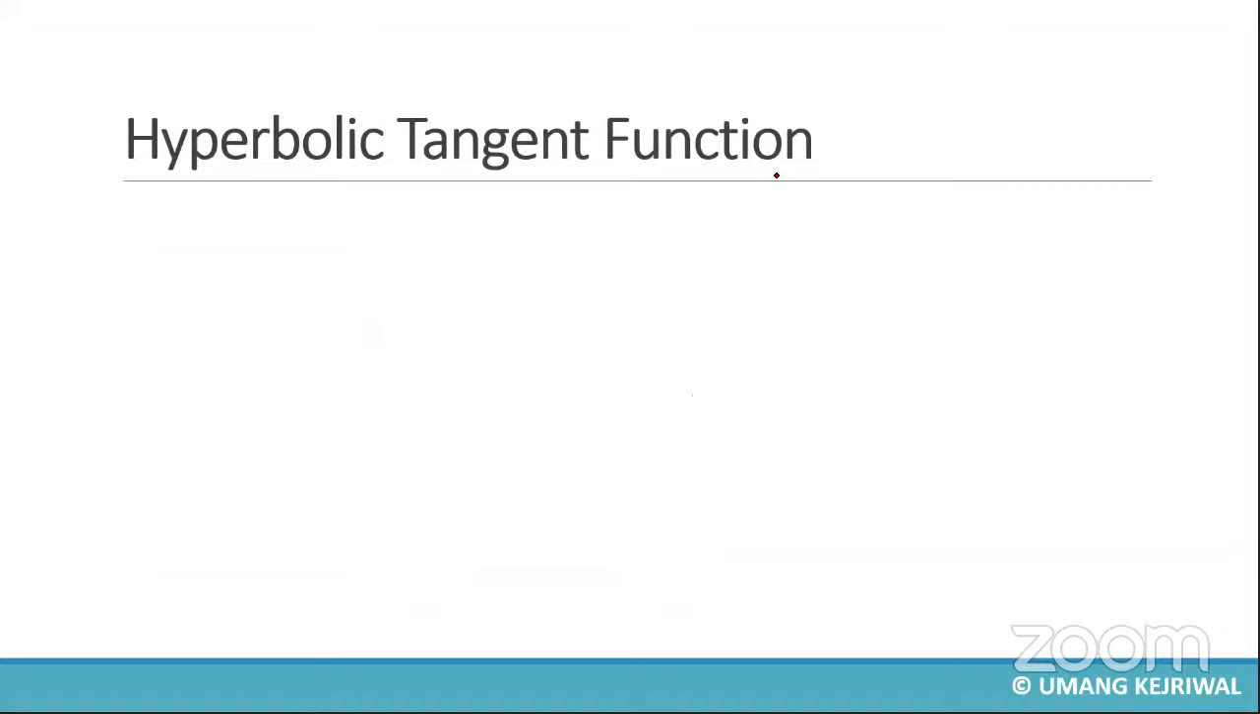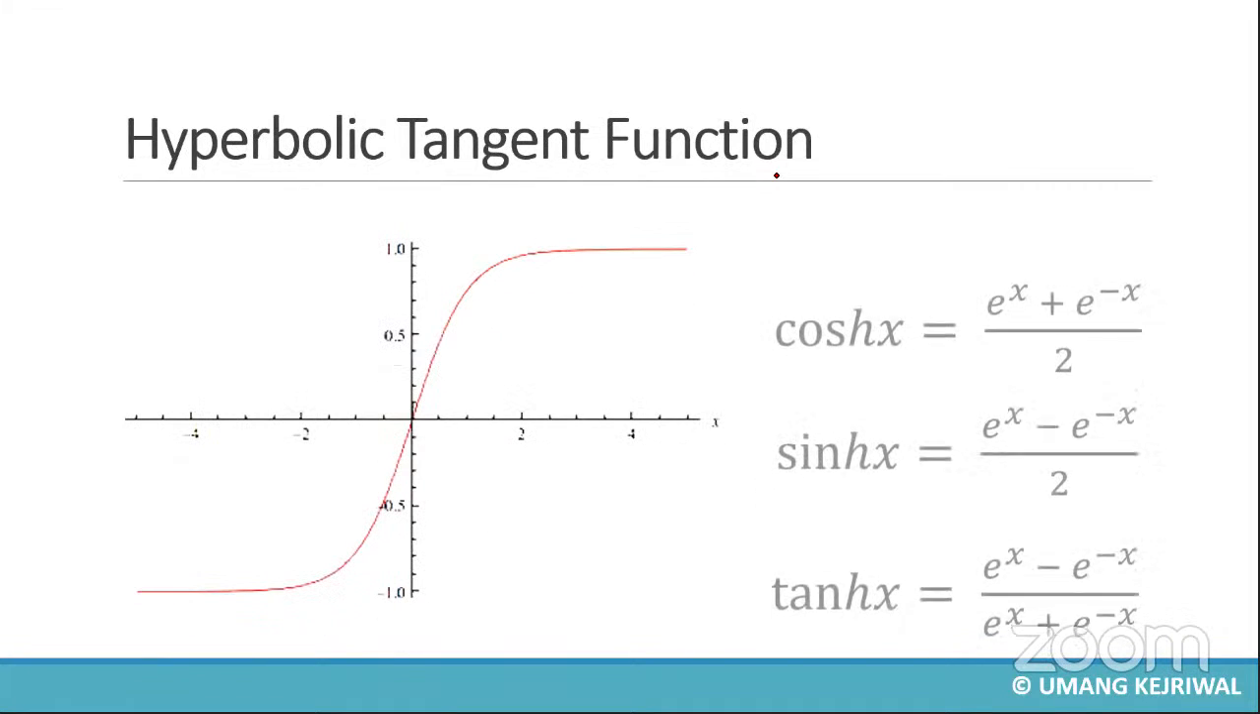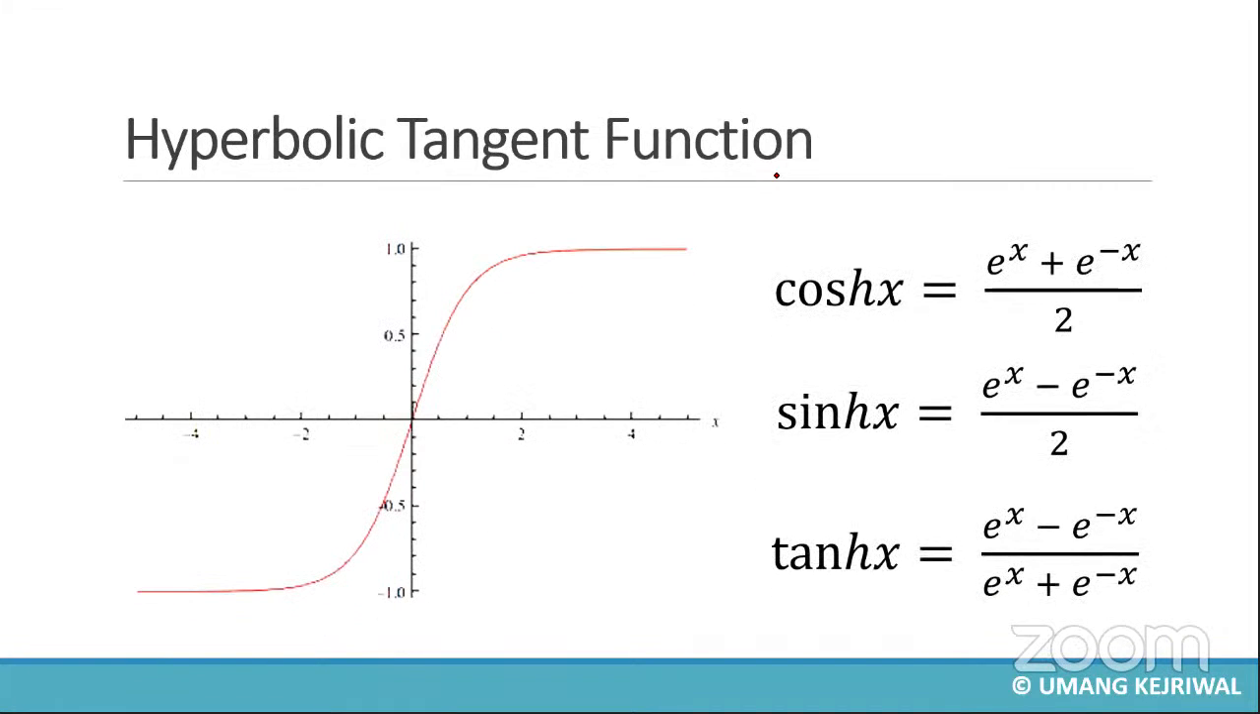Now the tangent function, here the output is between -1 and 1. So if you want your output in between -1 and 1, you can go for the hyperbolic tangent function.